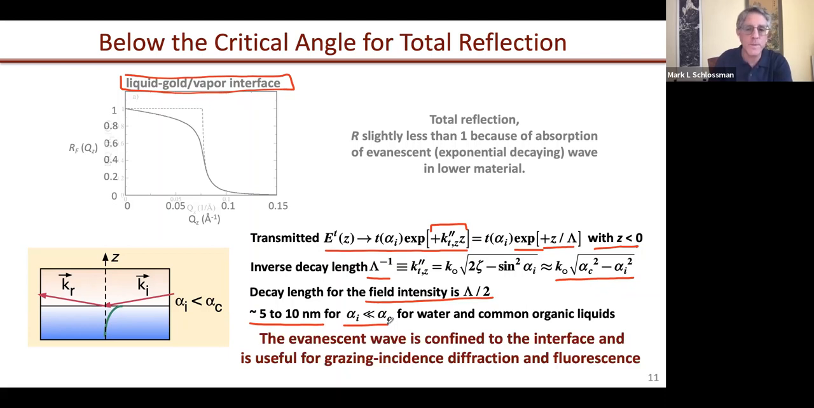This is very useful because this evanescent wave now is confined to within 5 to 10 nanometers of the interface and can be used for grazing incidence diffraction and fluorescence. And that'll be discussed more later in this school.